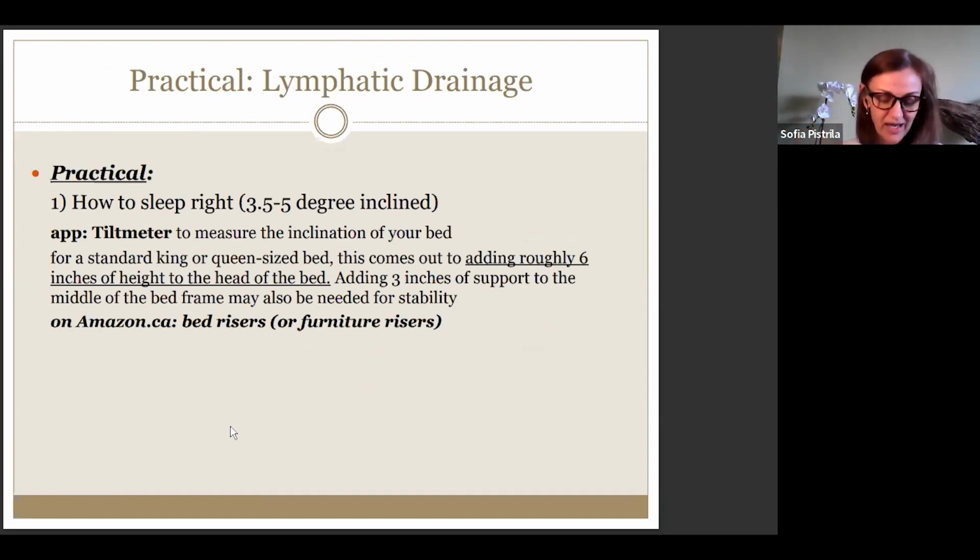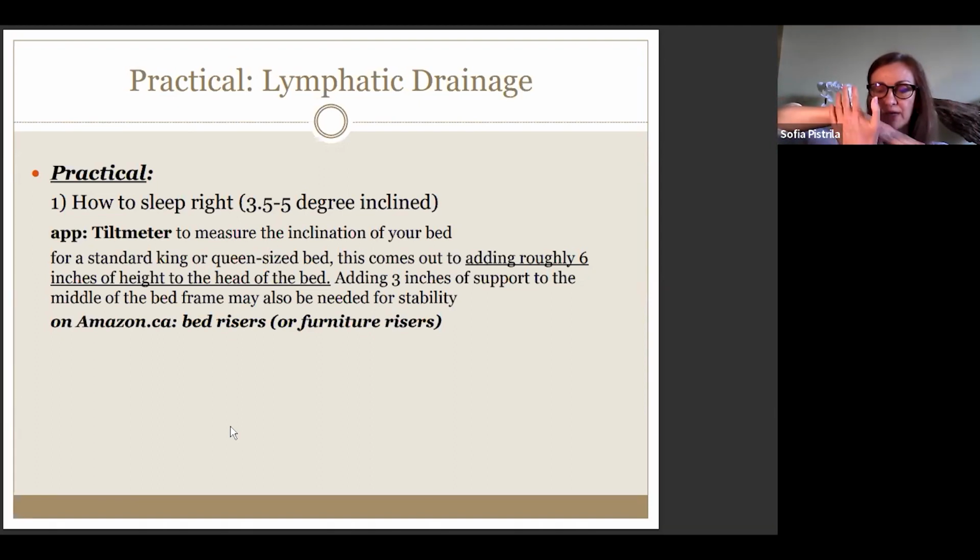This is one of the many causes of dementia, many causes of Alzheimer's, many causes of mental diseases and headaches and everything under the sun to do with the head. There's an app out there called Tilt Meter that you can put on your bed to understand the inclination of your bed, when you do what I'm telling you in the next few minutes. So you want your bed to be inclined.